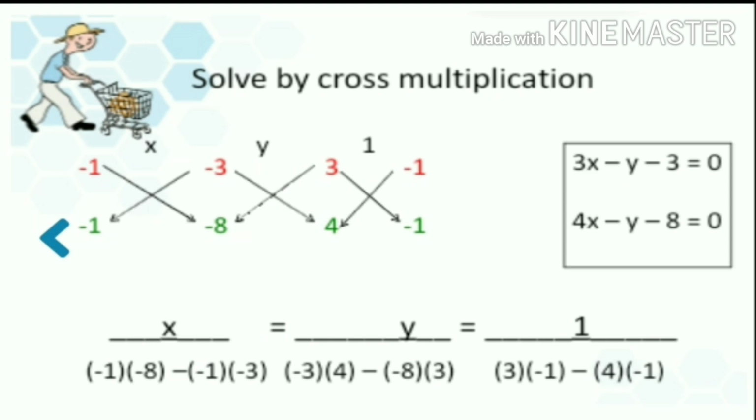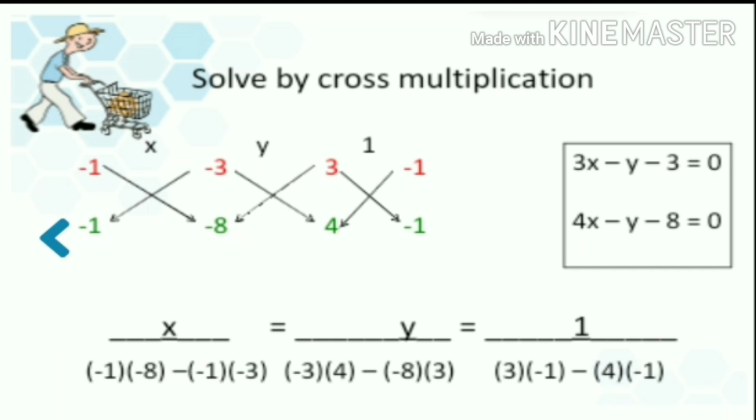And we have already told you that we'll start from b1 and end with b1. So the values of b1 b2 are minus 1, minus 1, then c1 c2, minus 3, minus 8, then a1 a2, that is 3 and 4, then again b1 b2, so minus 1, minus 1. Now we'll start the cross multiplication.